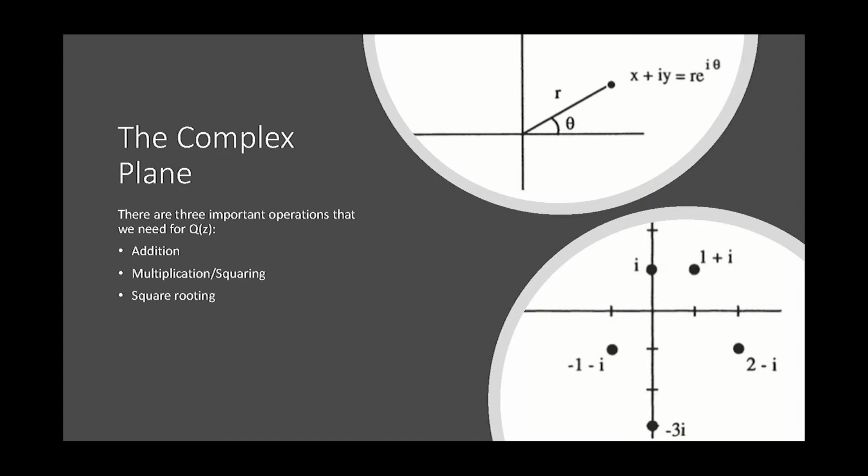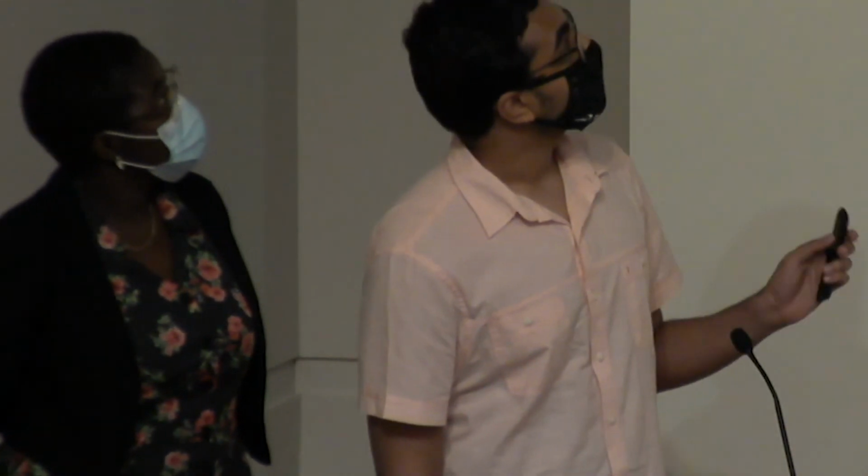And then up here we have the polar representation, which will be important for proving a few things later. In essence, a number written as x plus iy can be written as re^(iθ). Now, in order to really continue our topic, we need to talk about addition, multiplication, and square rooting, and that will be on our next slide.